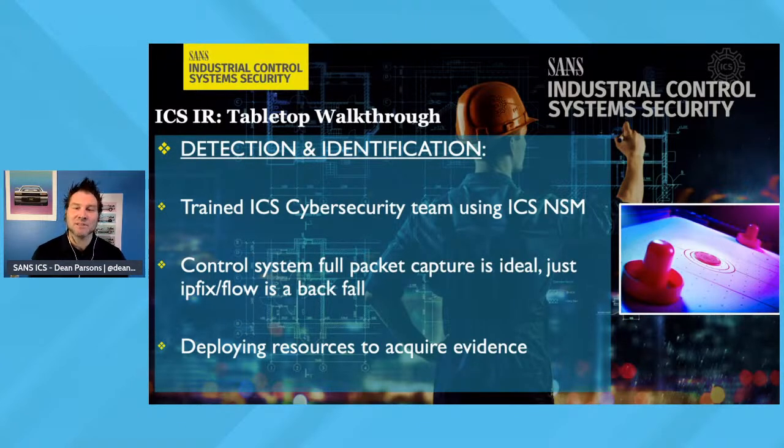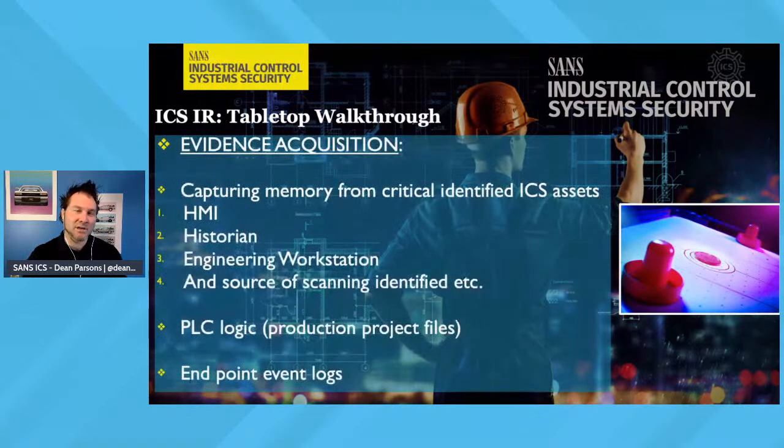If that's not feasible in your environment, that could be a gap as you go through the tabletop, but at least try to get your IP fix or flow data, also called your 5-tuple data. Deploying resources at this particular time, now during detection and identification, to acquire evidence is critical. You want to understand where that scanning may be coming from, and that will identify and scope out which assets in your environment could be infected at this particular time.